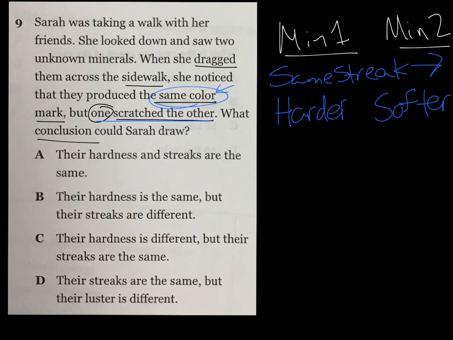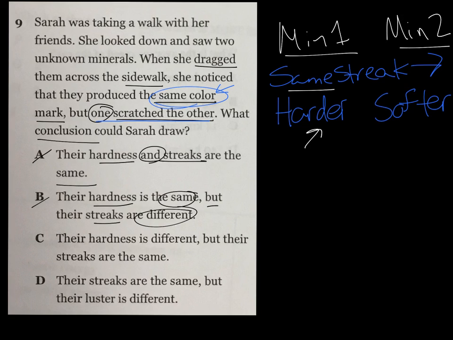So let's look at letter A. Letter A says their hardness and streaks are the same. Is that true based on what we saw there? No, it's not. The hardness is different. Letter B. Their hardness is the same, but the streaks are different. Is the hardness the same for both of them? No, remember one right here is harder than the other. And the streaks are actually the same, not different. So it's not letter B.